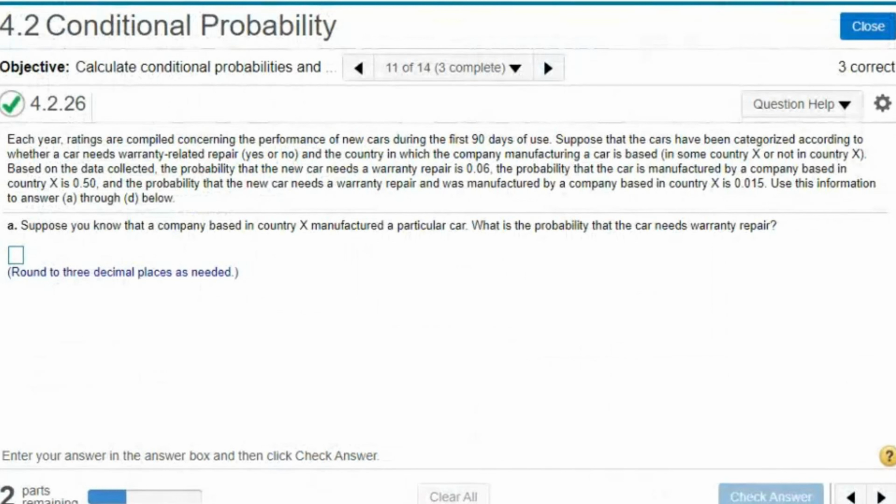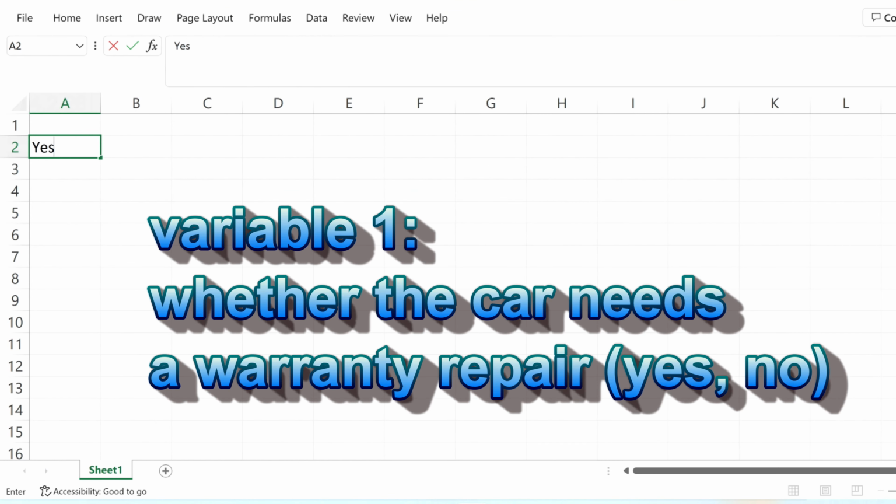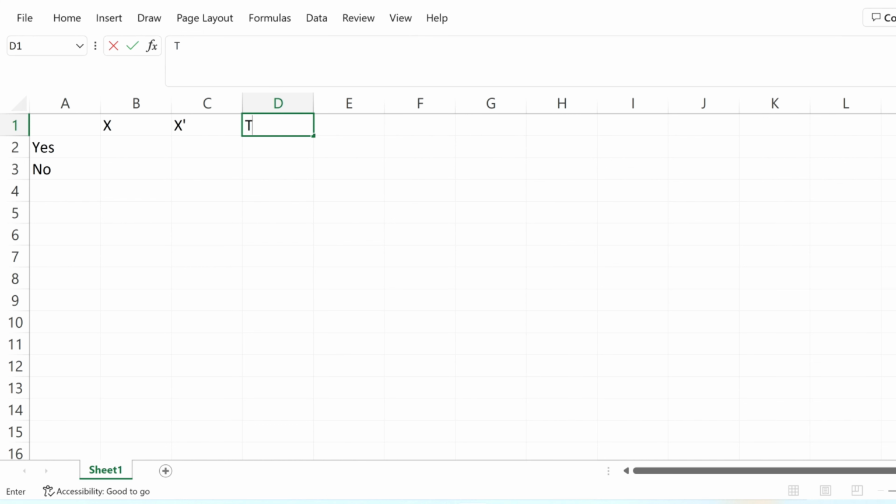Okay, that's a lot of words, so let's break it down by first constructing a contingency table. There are two variables here. Whether or not the car needs a warranty-related repair, yes or no. So I'll make yes or no the rows. And country of origin, X or not X. So let's call that X prime. That's the complement of X. And that will be the columns. And let's make a column for the totals and a row for the totals.